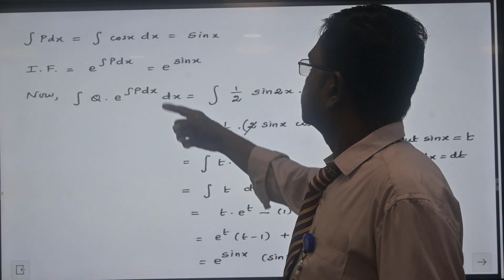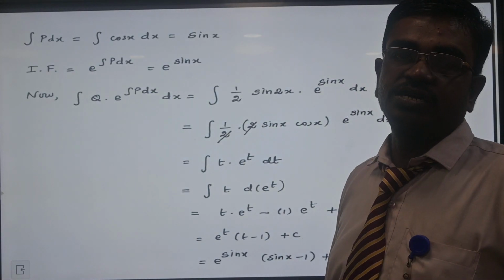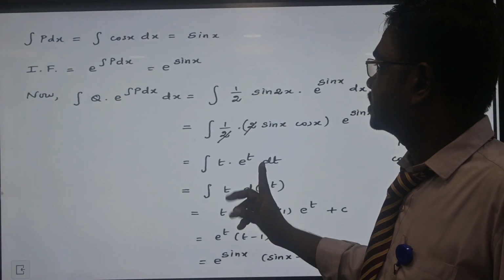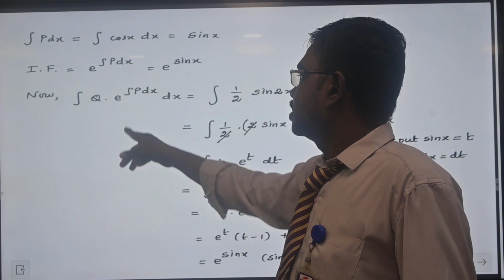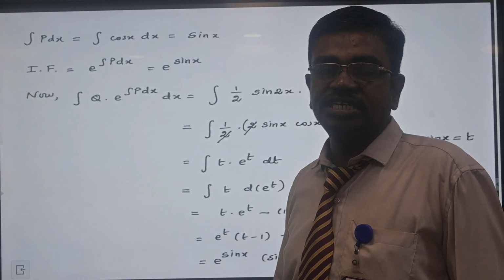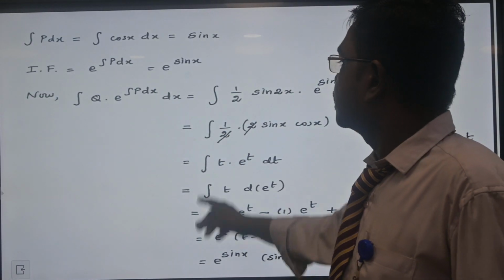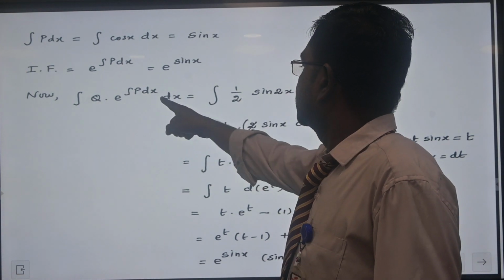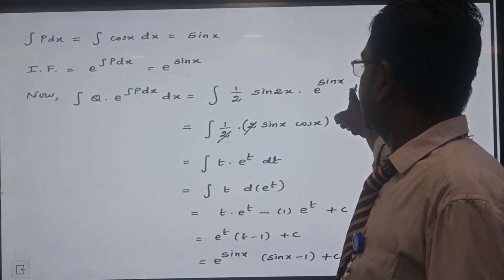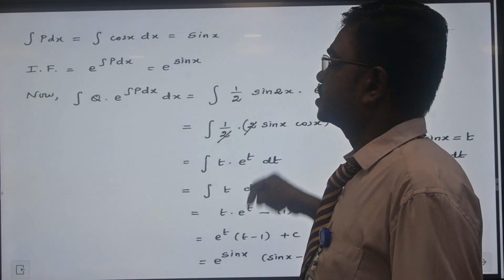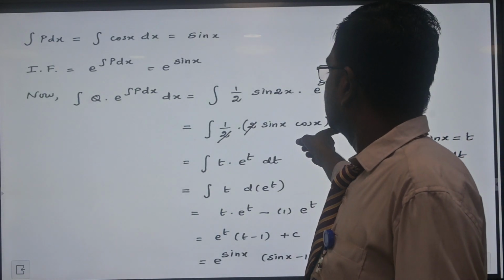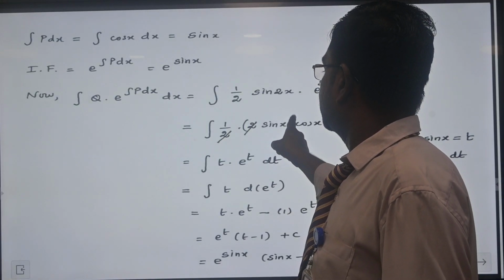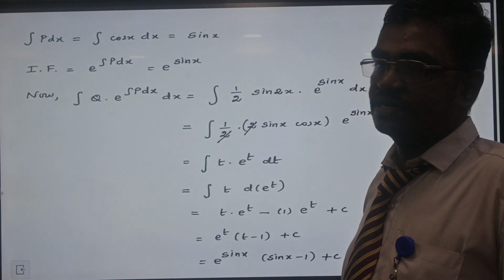Now to solve: integral p dx, so integral cos x dx. Integral of cos x is sin x. Integrating factor is e power integral p dx, e power sin x. Now we find integral q into e power integral p dx dx. So integral of 1 by 2 sin 2x, e power sin x dx. The sin 2x formula we know: 2 sin x cos x. The 2 will be cancelled. We can use the substitution method to solve this integral.